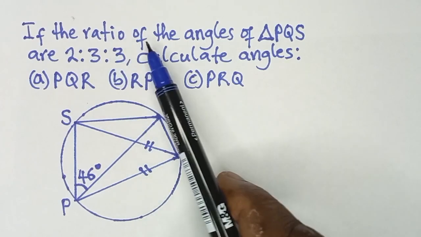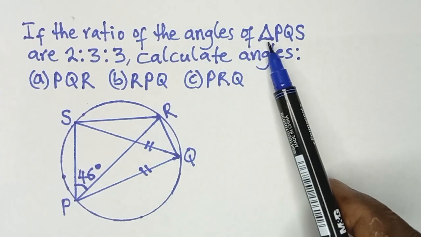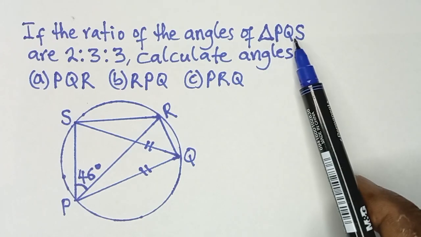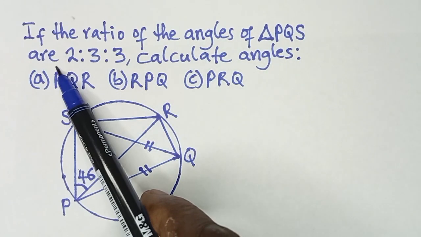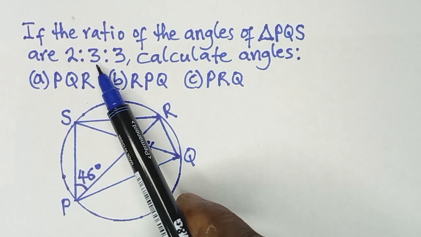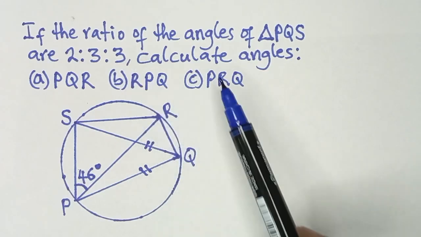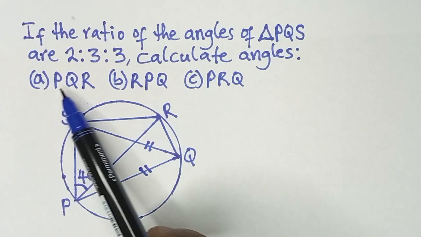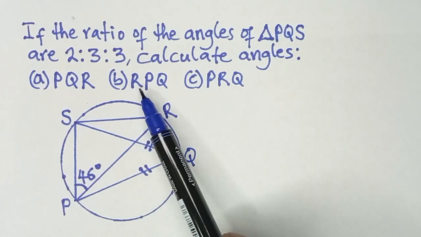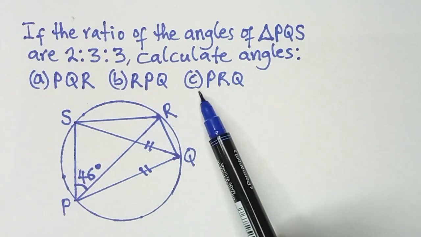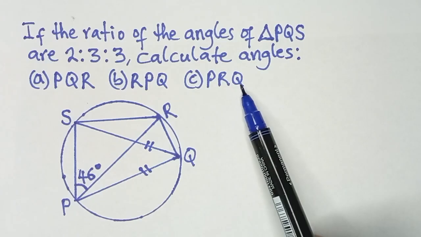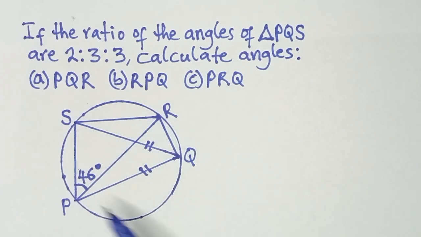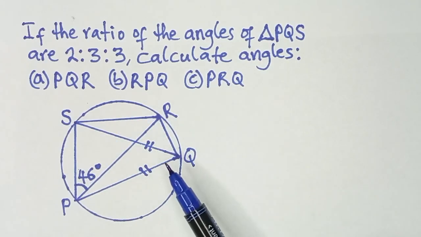If the ratio of the angles of triangle PQS are 2:3:3, calculate angles A PQR, B RPQ, and C PRQ. So here we are looking for three different angles.